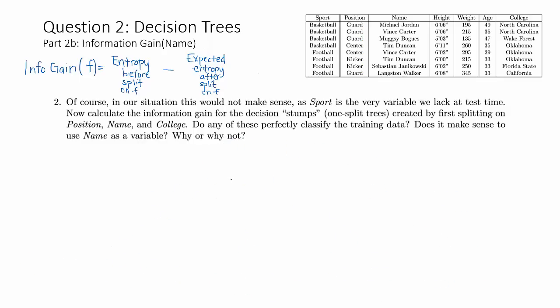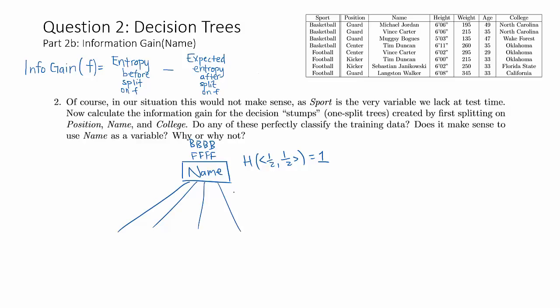Next, we're asked to calculate the information gain of the name feature, and again we have our 8 training examples shown above, and our initial entropy before the split, that's equal to 1. Now we're splitting on name, and so we have many different branches here. In this case, there are 6 different names, so we'll have 6 branches. The first name we have is Michael Jordan, and that's for a basketball sample.